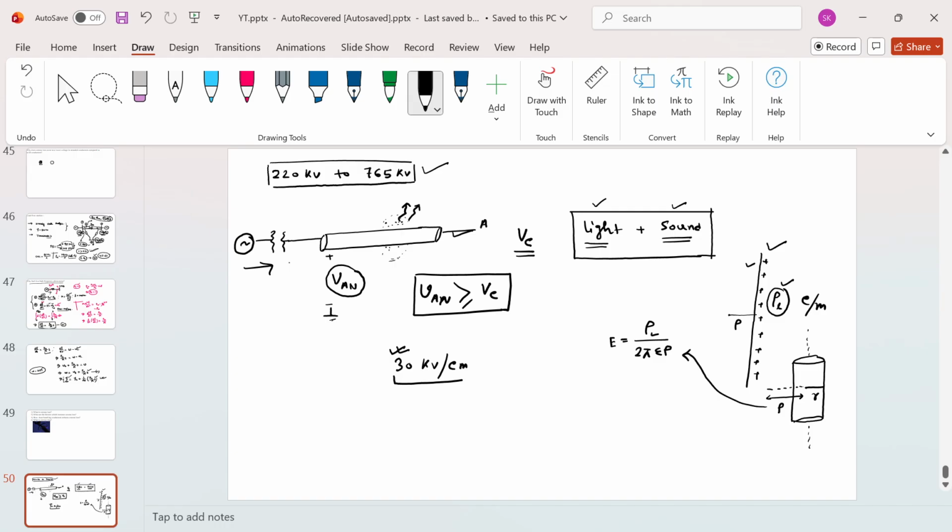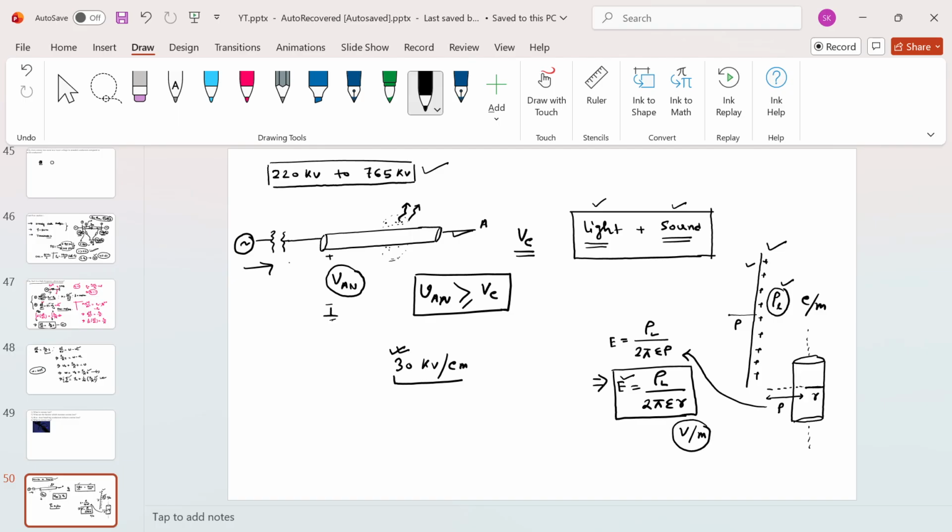And if you calculate the electric field intensity at the surface of this conductor, you can just put rho equals r, because at the surface rho and r are the same. So the electric field E is equal to rho L by 2 pi epsilon r. Okay. So you have this electric field created on the surface of the conductor. The unit of this electric field is voltage per meter.